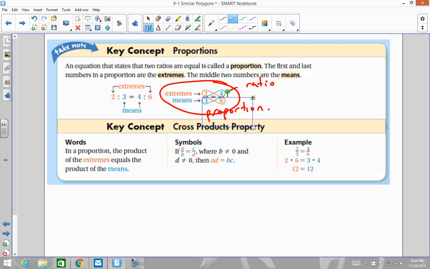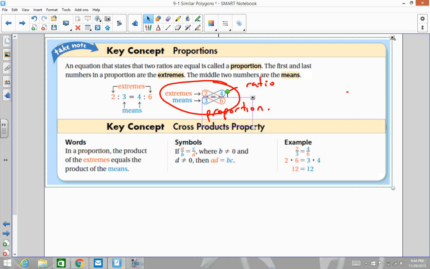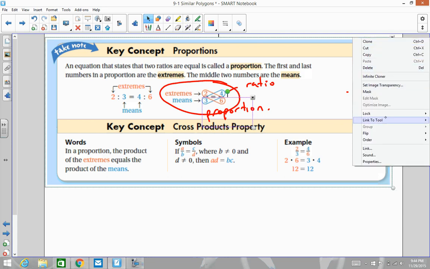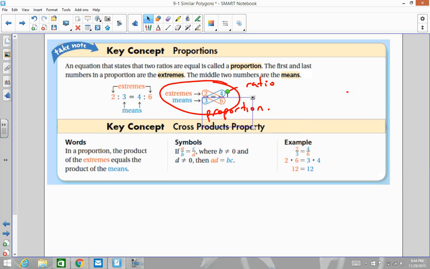Okay, and so there are extremes and there are means. And so we want everybody to know the difference between those two things.